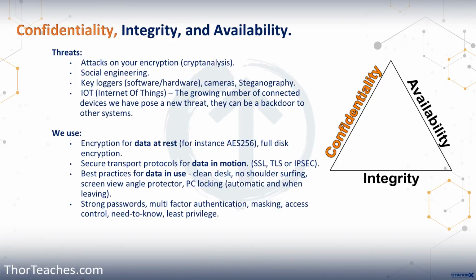So to protect against all these bad things, let's look at what we do with the three different types of data. We have data at rest, that's data sitting on a disk somewhere, not being used.